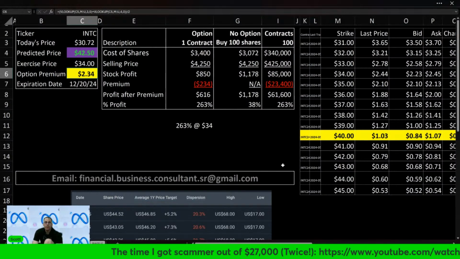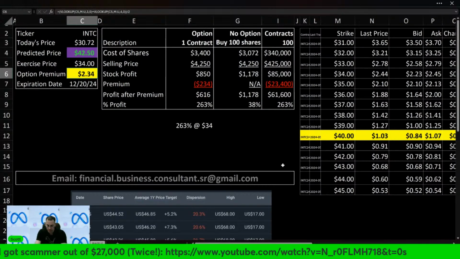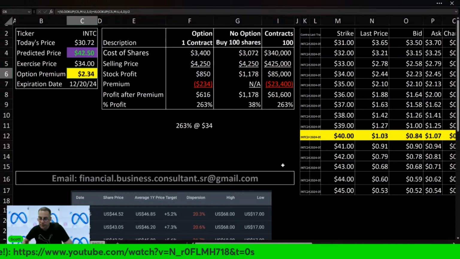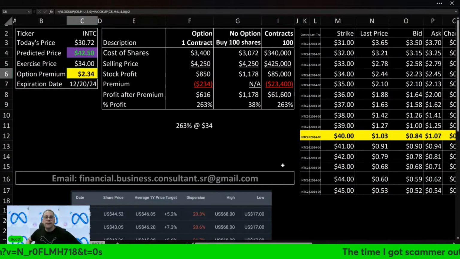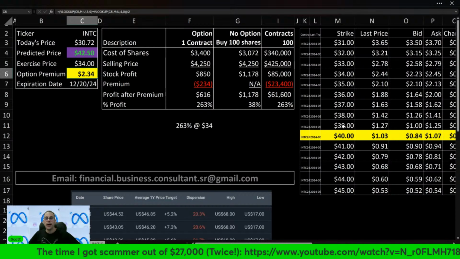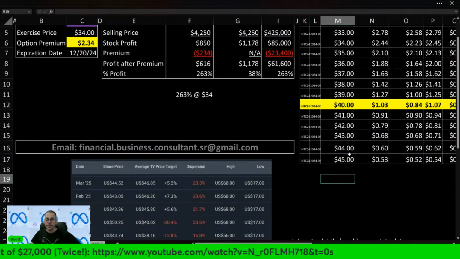Some stocks you won't make much money. Some stocks there's not much activity. It's kind of like your neighbor's home. If they're not selling the home, you can't buy it. I guess you can offer them more money, but it's the same thing as trying to buy options on certain stocks. If nobody's selling options, you can't really buy them.